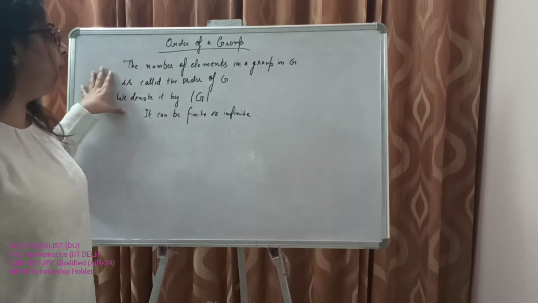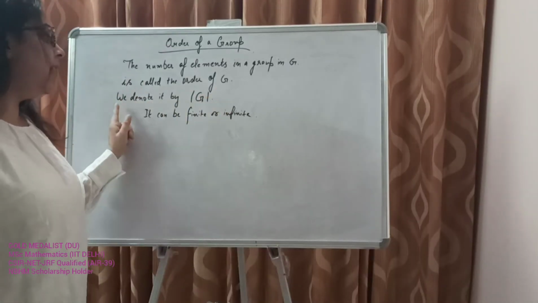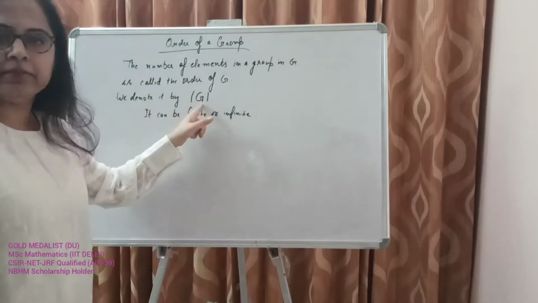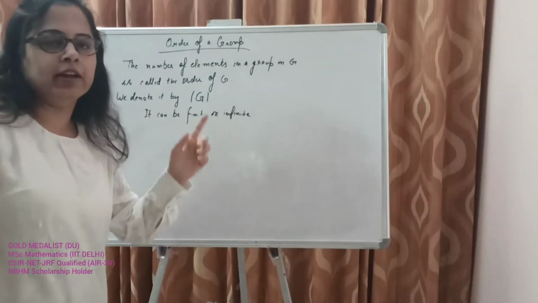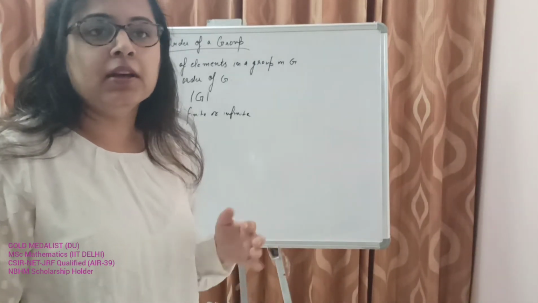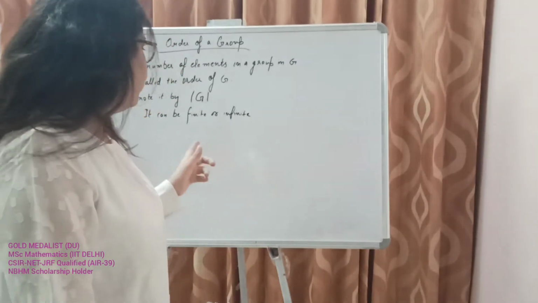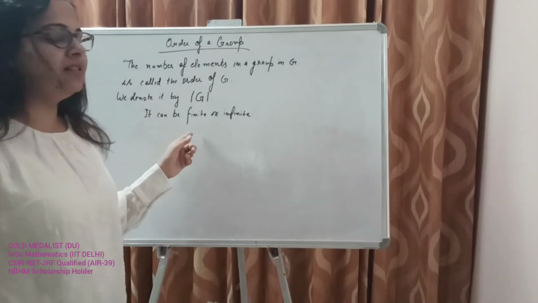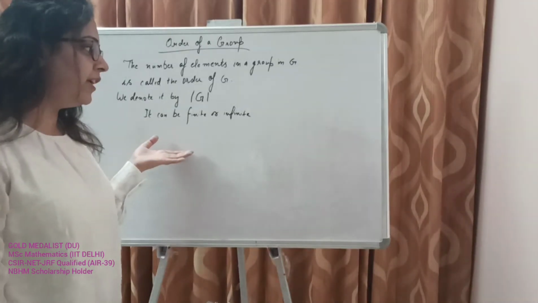So what is the order of a group? The number of elements in a group is called the order of G, and we denote it by this symbol, order of G. Now it can be finite or infinite. If a set contains a finite number of elements, then we say that the order of the group is finite. And if a set contains an infinite number of elements, then we say that its order is infinite.